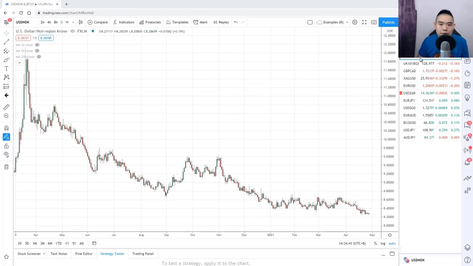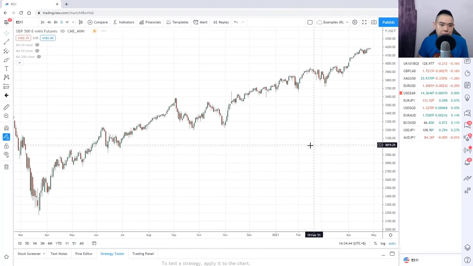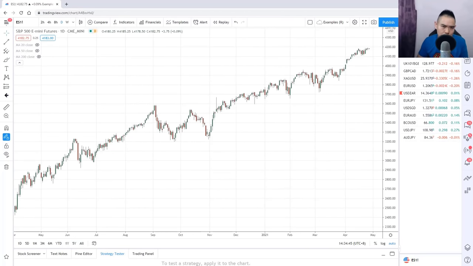Likewise, if you see a market that's, for example, this S&P 500 heading higher over the last few months or even the last few years, then you want to look for buying opportunities because this market is likely to continue higher. This is why, first and foremost, we want to define the current market condition so we know what to do: look for buying opportunities, selling opportunities, or stay out of the markets if it's something we're not comfortable with.